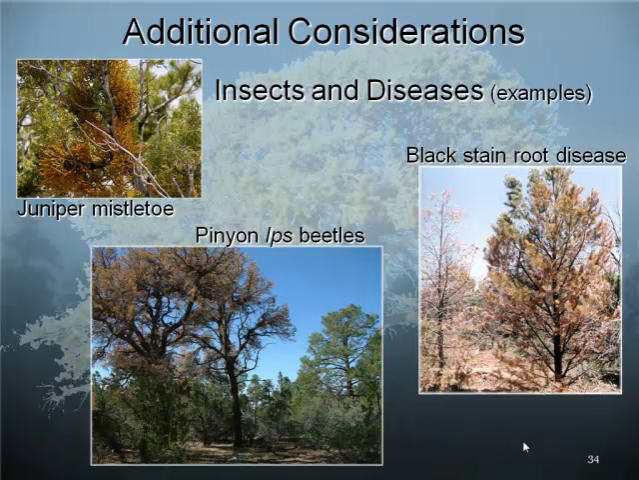Some additional considerations: insects and disease. We talked about this a little bit. Mistletoes, black stain root disease, that one's a little bit harder to pick out on the ground. But a lot of times, if you have a landscape and you have little patches of trees that are dying, perhaps from beetles, so it's taken the last of it out, but the general landscape is green, likely those are black stain root disease patches. You probably just want to clear cut around that.